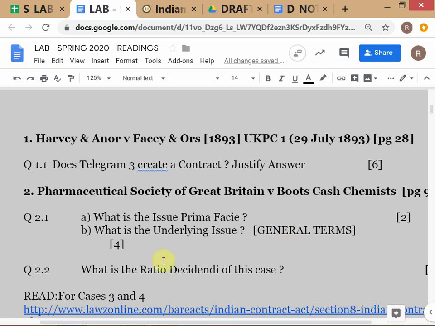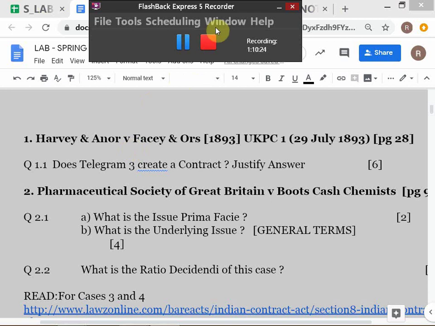So I'll stop it here. This is the explanation of underlying issue. So we have to come prepared with these questions only. Yes, you have to prepare questions 2.1 and 2.2. What about Harvey versus Facey? Harvey versus Facey is no longer going to be evaluated. You are not going to be graded. I'll give you the answer. That is just a test case. We are graded starting from Pharmaceutical Society. So you have to prepare these two questions: 2.1 A, B, and 2.2. Clear? All right.